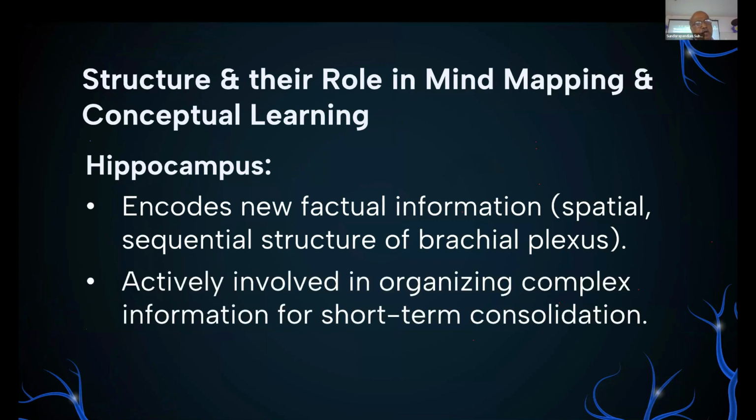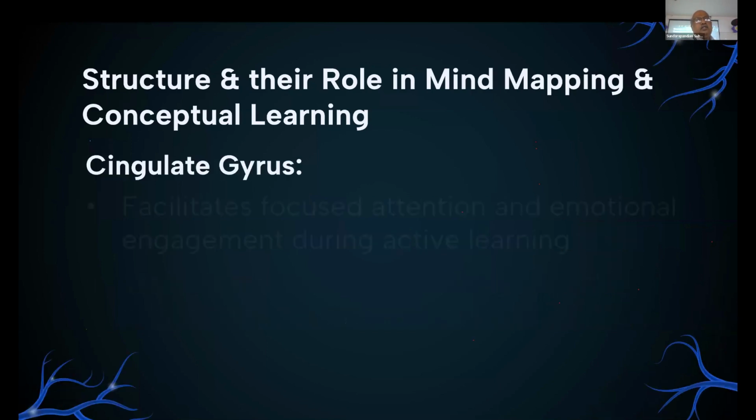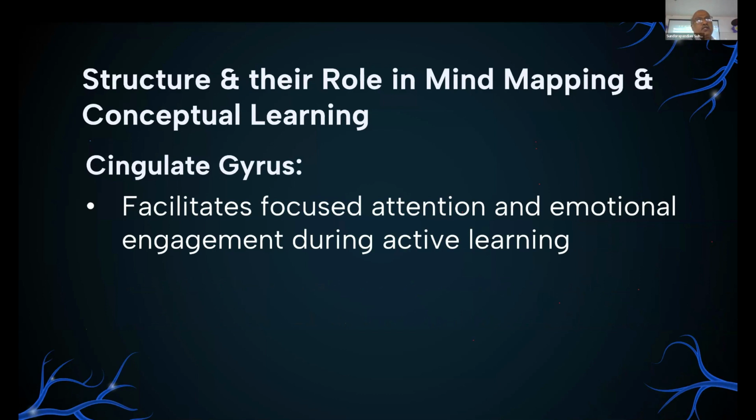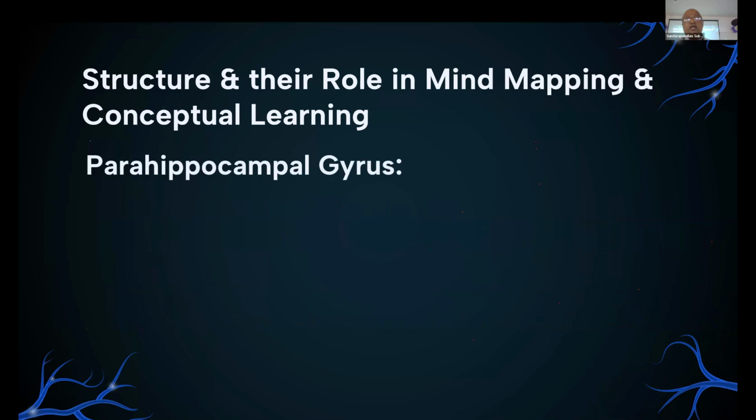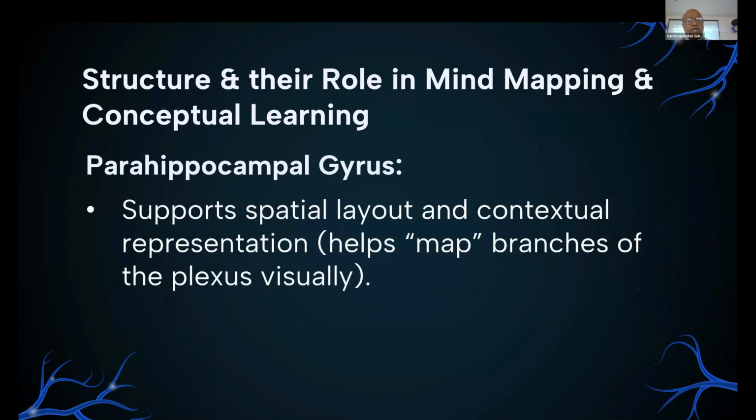So the hippocampus is actively involved in organizing the complex information. Cingulate gyrus facilitates focused attention. So not simply imagining, no use. Roots are there, what happens from the root? What are the branches coming? From the cords, what are all the branches coming? Like that, we have to focus our attention, then only can you make your mind map. So the parahippocampal gyrus supports the spatial layout.